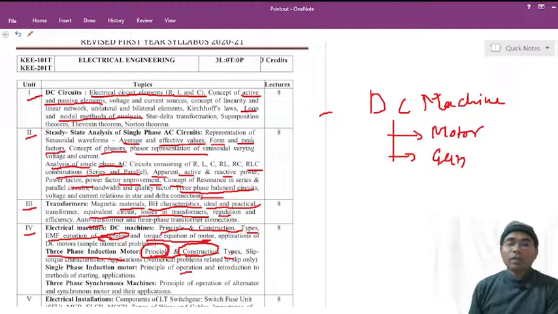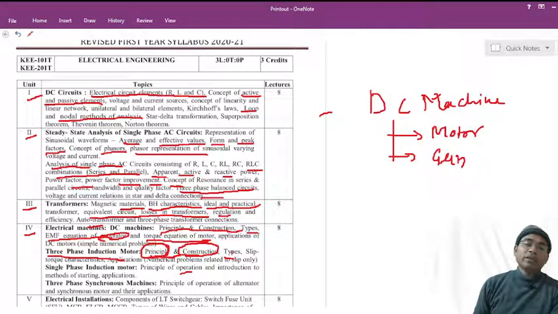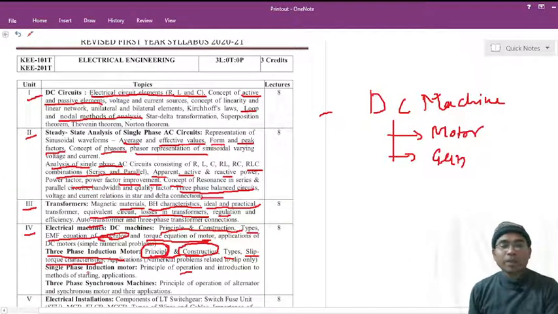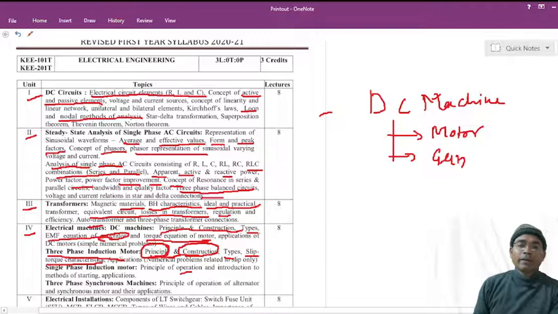One is a slip ring induction motor or the wound induction motor, and the second one is the cage rotor induction motor. So then one important characteristic of the induction motor is the slip torque characteristic. This is the very important characteristic of the three-phase induction motor, that is the slip torque characteristic. And then there is some simple numerical.